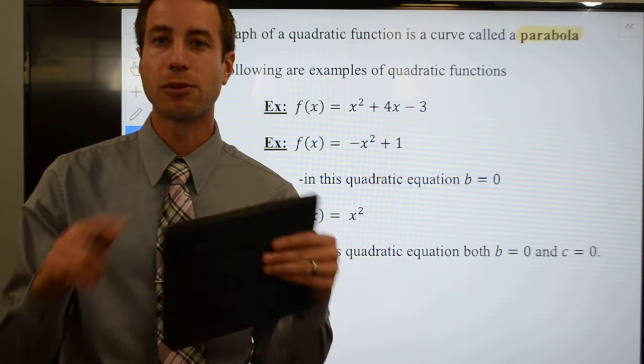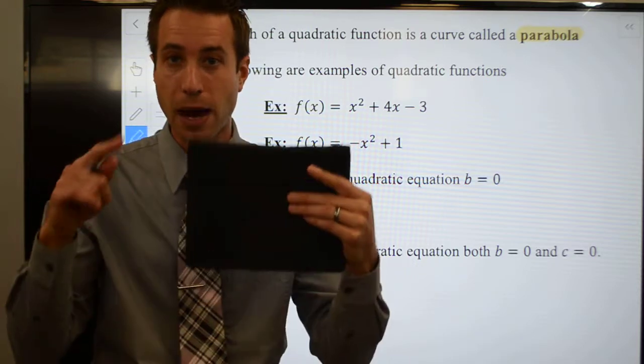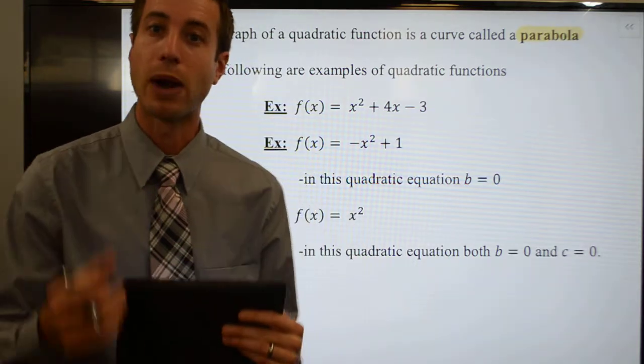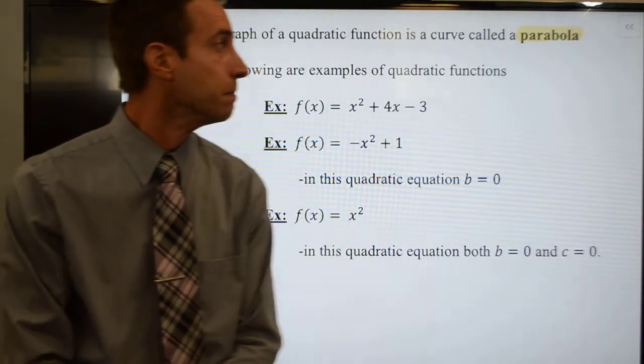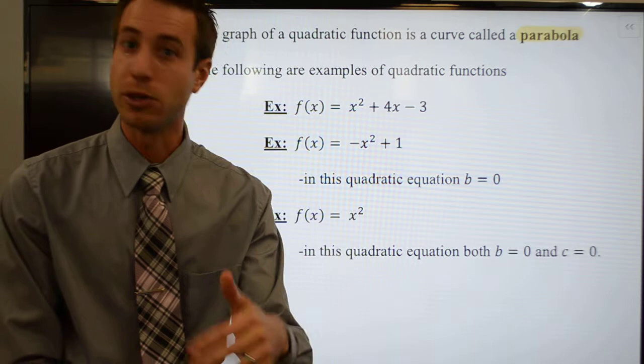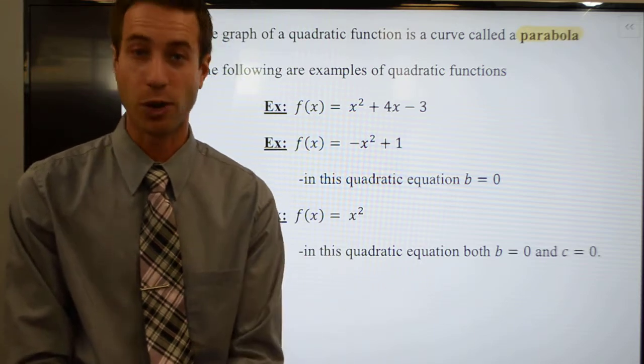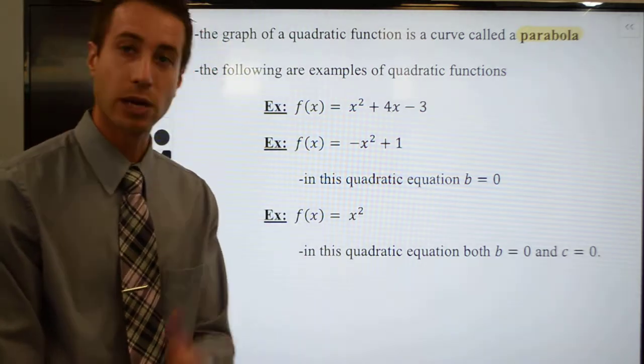It's going to look very similar to a U that you can open up or open down, right? But it'll look kind of like an elongated U. That's a parabola. We call it a parabola, so please don't call them U's. We'll refer to graphs of quadratics as parabolas. And I've given you a couple of examples.